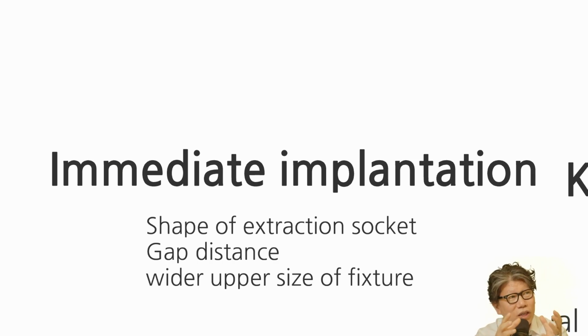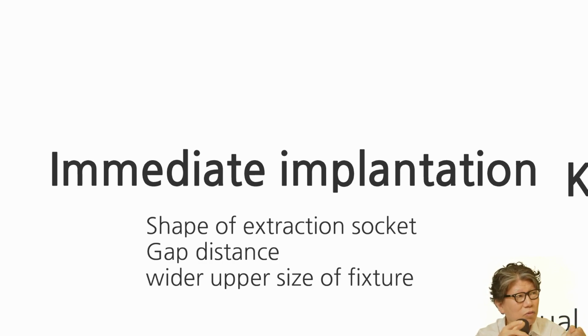There is an extraction socket. When you put the implant there, the Astra type is much more advantageous. Why? The gap distance is a bit smaller. To overcome this problem, using a wider size implant is much more beneficial. Even now, after extraction, we are doing immediate implants with small implants.